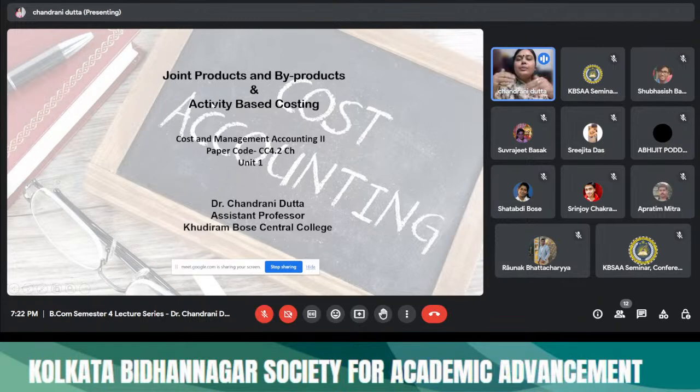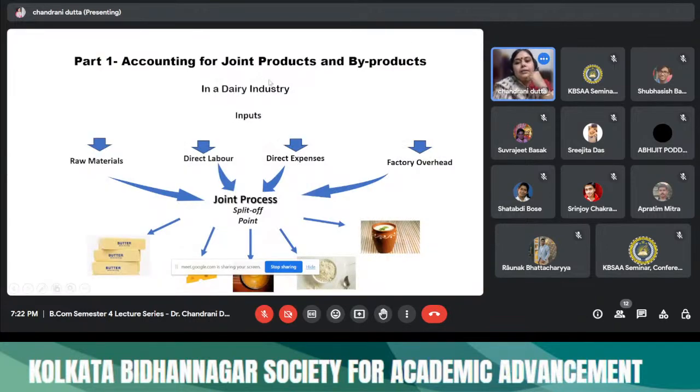Before we discuss the complexity of the sums, let us first understand the meanings of certain terms associated with part 1. The first two basic terminologies are joint products and byproducts. What are they actually? In order to understand it, let us take the example of a dairy industry.